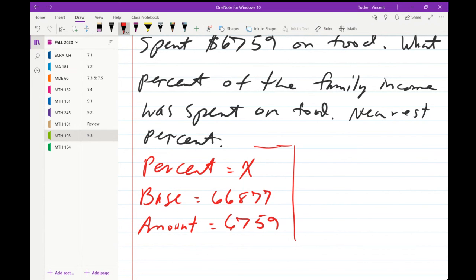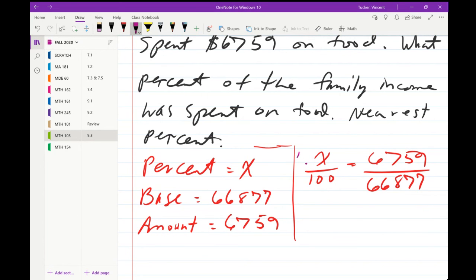So I guess we'll do one more with the proportion. That's x over 100, and that's going to be 6,759 over 66,877. So once again, that's your percent over 100 equal to your amount over your base. And here, since my x is right here, I would just multiply both sides by 100. So these 100s will cancel, leaving your x on the left.